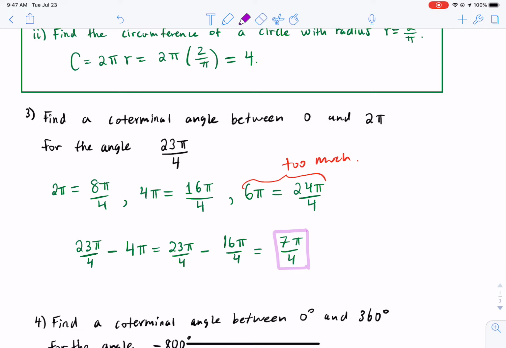So either you add 2 pi's or you take away 2 pi's. In this case, we took away 2 pi. We could have taken another 2 pi, that's a total of 4 pi. If we take another 2 pi, 6 pi, that will be way too much. That will put us in a negative place.